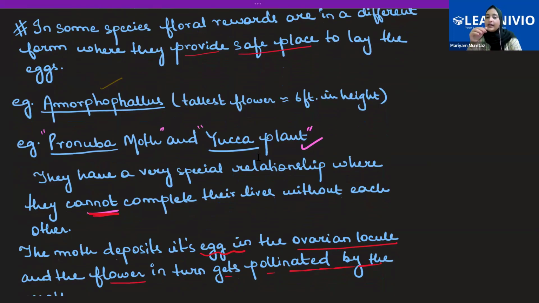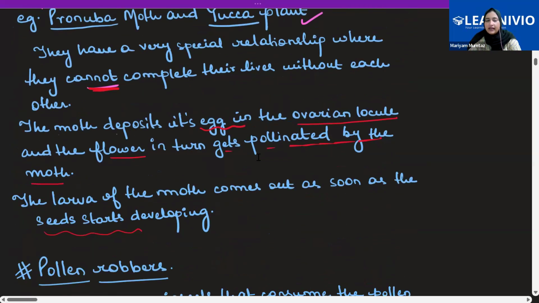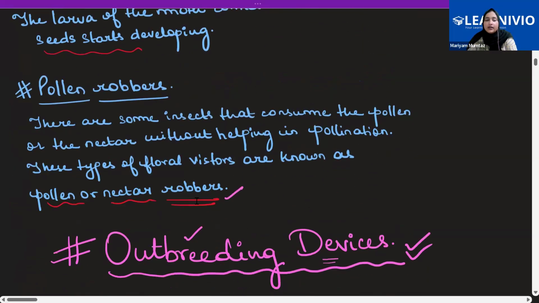The Pronuba moth requires the yucca plant, which is a very tall plant, to deposit its egg. And the yucca plant needs the moth to pollinate it. They can't live without each other. And once the moth has deposited its egg in the yucca plant, when the eggs hatch and the larva comes out, it doesn't harm the plant. As soon as the seed starts developing, the larva will move out.